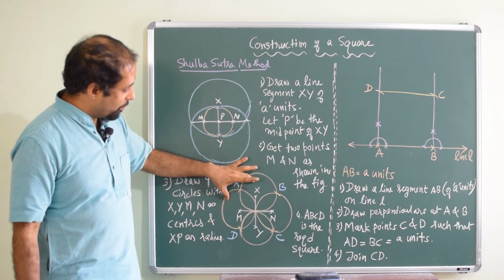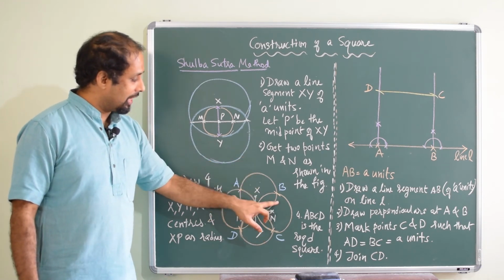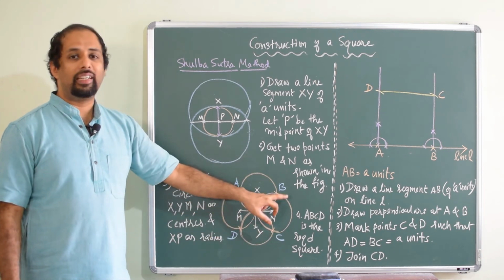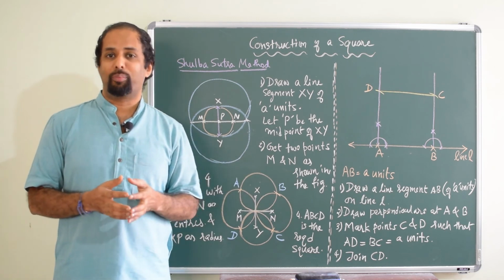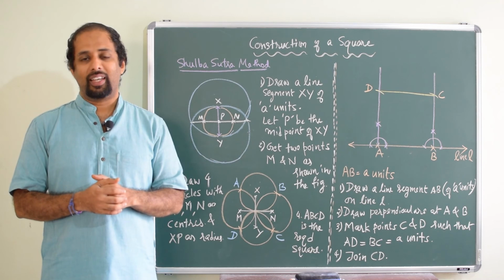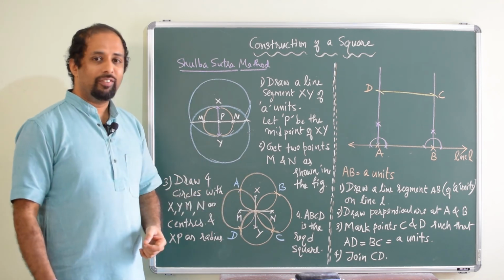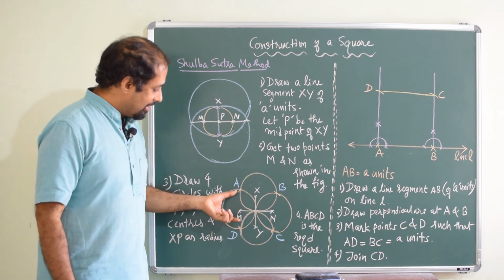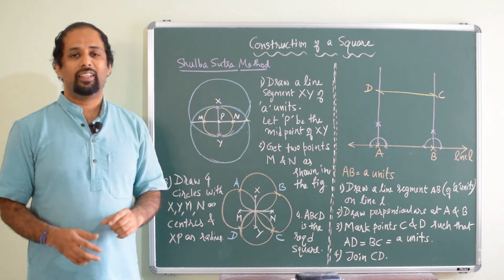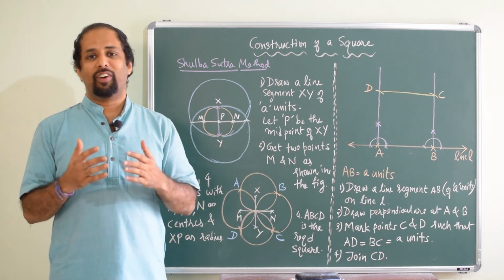Suppose if you take these 2 circles, they are cutting each other at a point A. Similarly these 2 circles are cutting each other at a point B. So like this you get 4 points A, B, C, D, and if you join all these 4 points A, B, C, D, that is nothing but the required square ABCD. Its side length is A units, which is equal to XY. That means XY is equal to AD equal to BC equal to AB equal to CD. All these line segment lengths are equal. So ABCD is the required square.